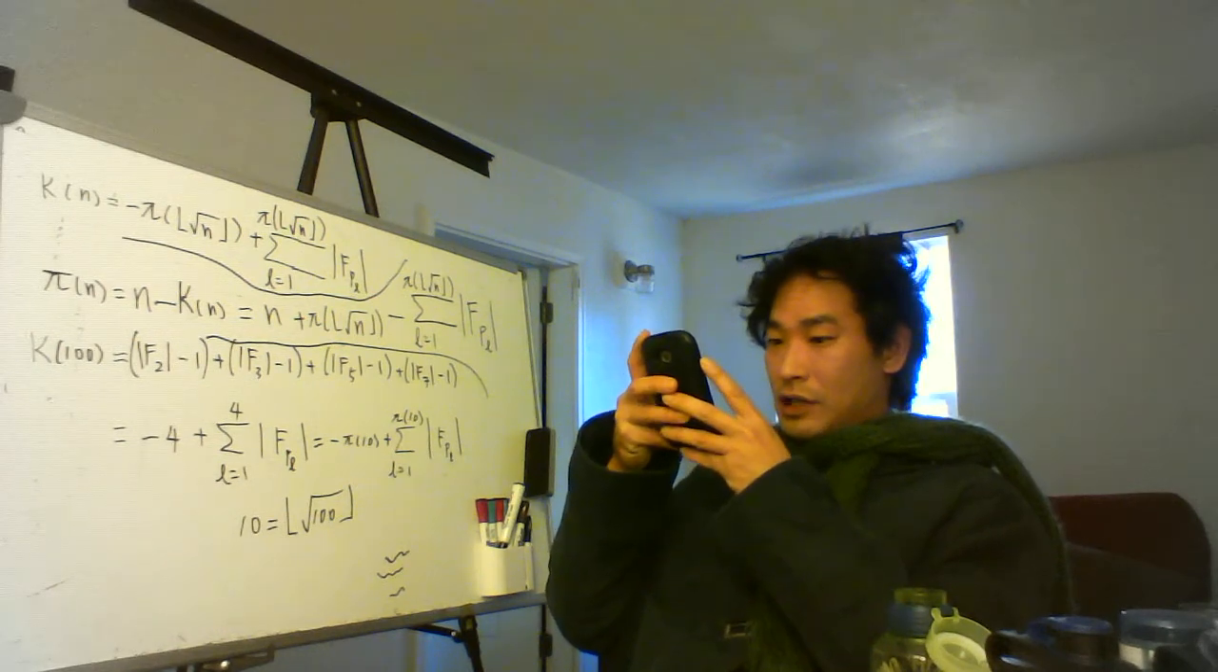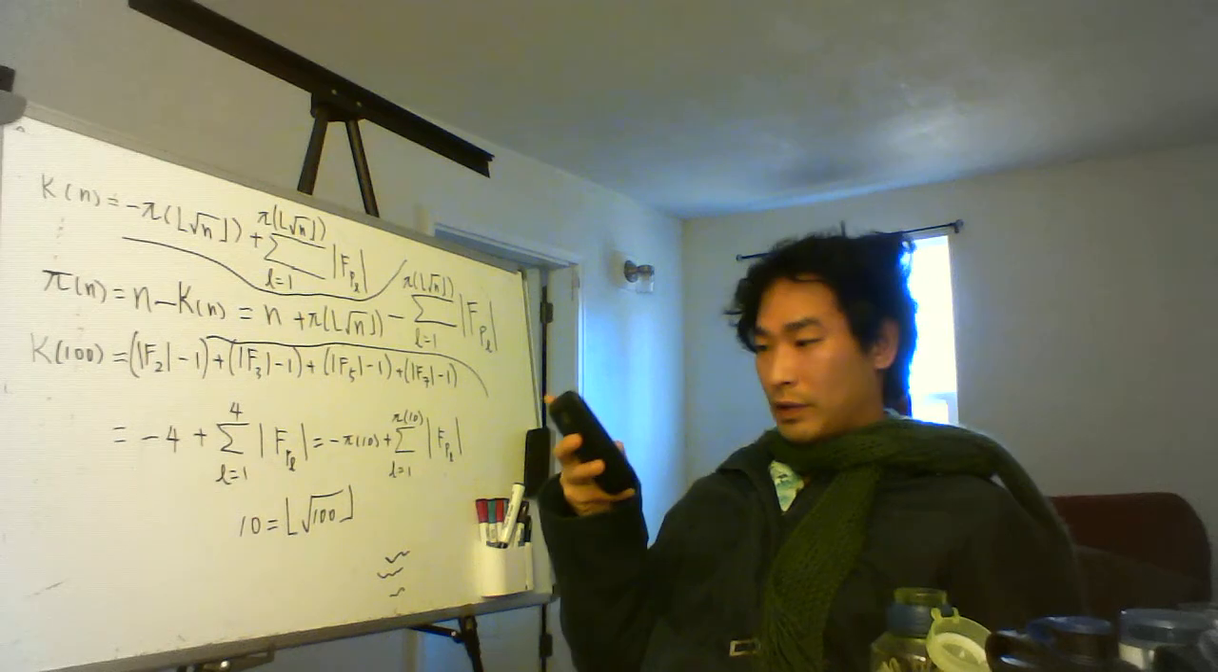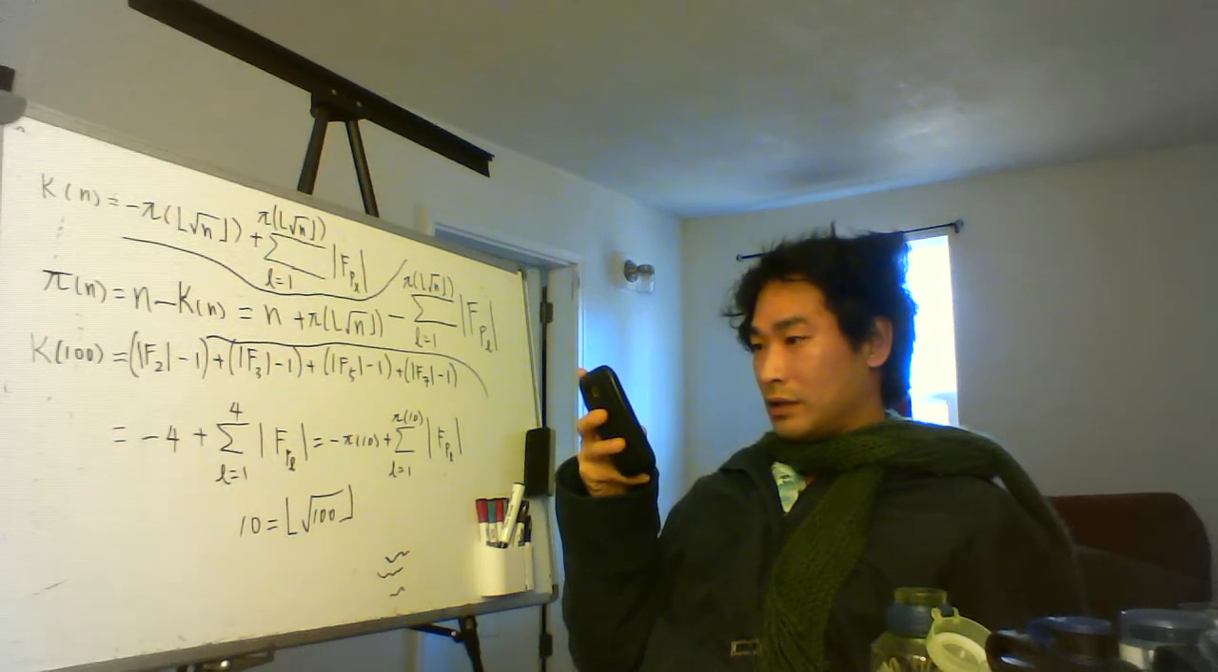So there's this Legendre recurrence formula for the prime counting function. I'm kind of curious what that is.